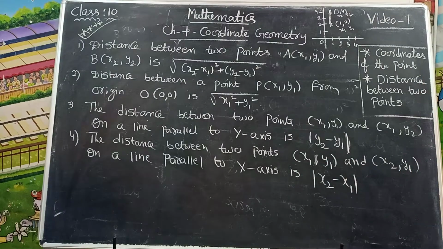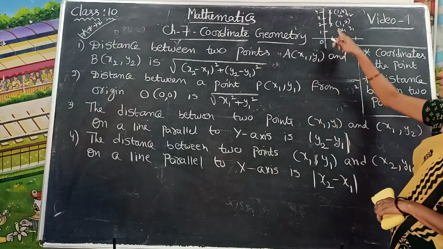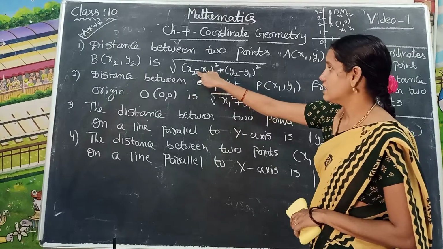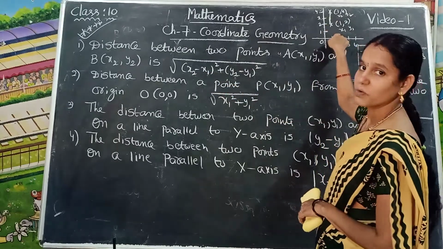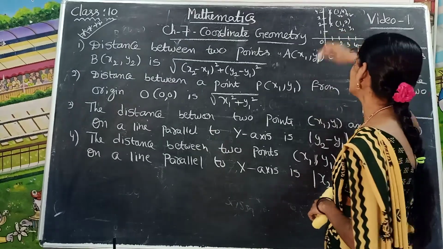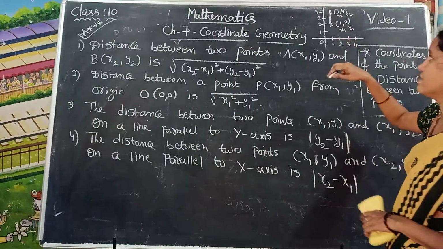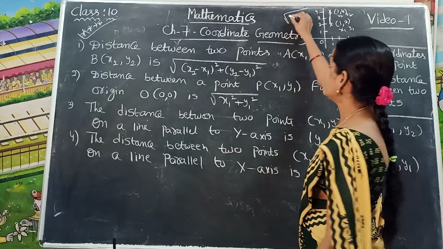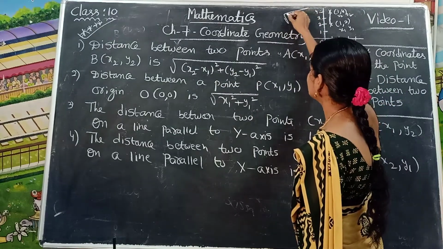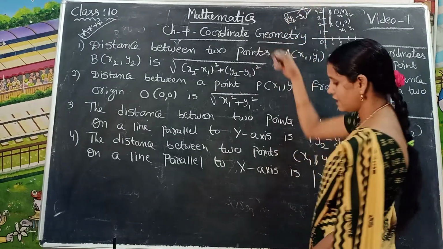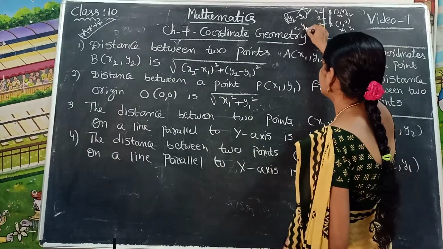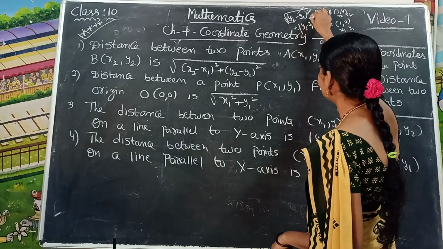The distance is mod y2 minus y1. How is it mod y2 minus y1? You see, x2 minus x1 whole square here is 0 because both are the same, plus y2 minus y1 whole square. If x2 minus x1 whole square is 0, then y2 minus y1 whole square is left. Square and root will be cancelled. So what is the answer here? Only y2 minus y1. But here we are keeping mod.